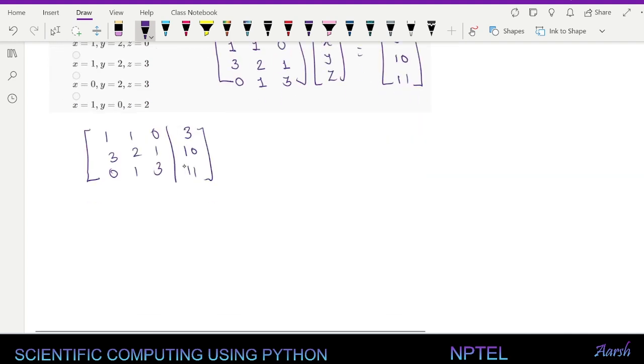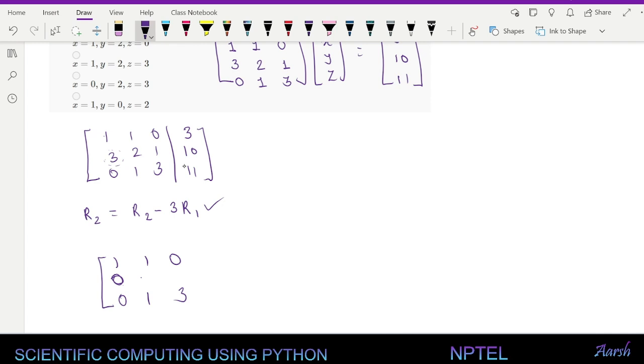Now we want to make this upper triangular. So make this 0. How do we make this 0? We said that R2 is R2 minus 3 times R1. So multiply R1 by 3 and subtract it. The first row stays the same, the third row stays the same, and the second row is 3 minus 3 times 1. So it becomes 0, which is not a surprise. This is why we did this. Then this becomes 2 minus 3 times 1.